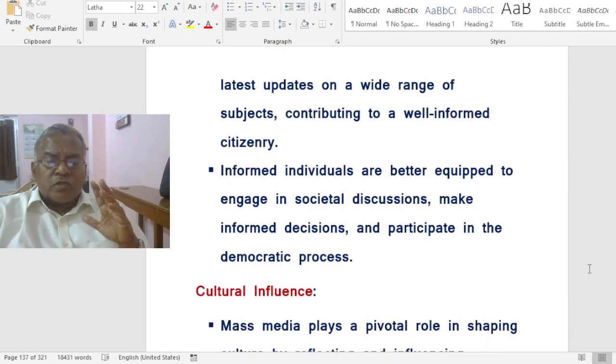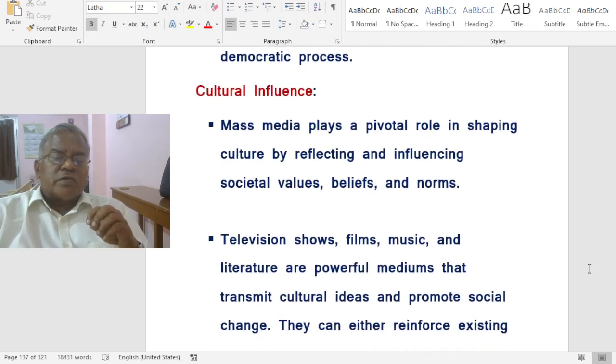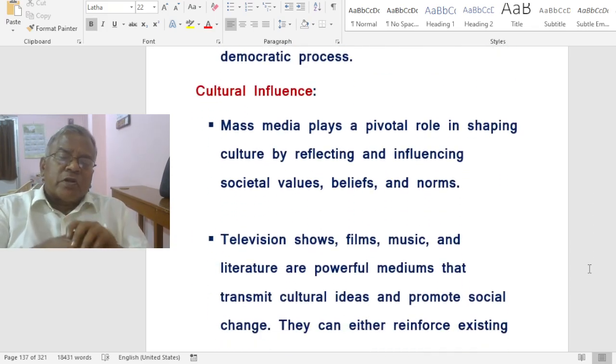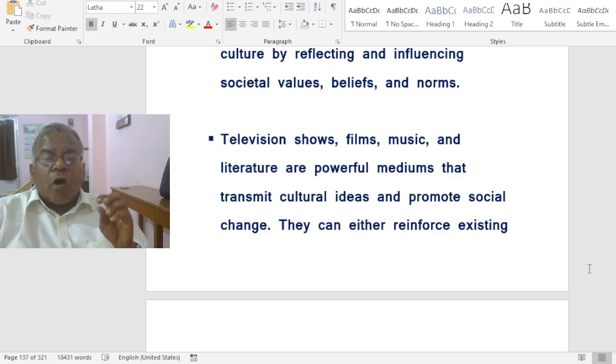Informed individuals are better equipped to engage in societal discussions, make informed decisions, and participate in the democratic process. Cultural influence. Mass media plays a pivotal role in shaping culture by reflecting and influencing societal values, beliefs, and norms. Television shows, films, music, and literature are powerful mediums that transmit cultural ideas and promote social change.